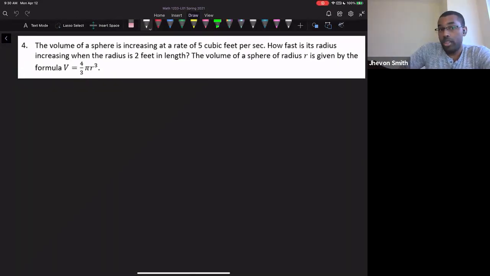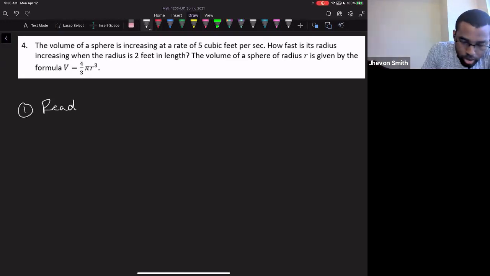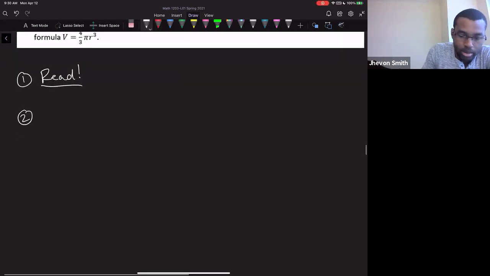The volume of a sphere is increasing at a rate of 5 cubic feet per second. How fast is its radius increasing when the radius is 2 feet in length? The volume of a sphere of radius r is given by this formula. So we're given the formula. Step 1, read. I know it's a related rates problem. Good. So I know I should be jumping into the 6 steps.